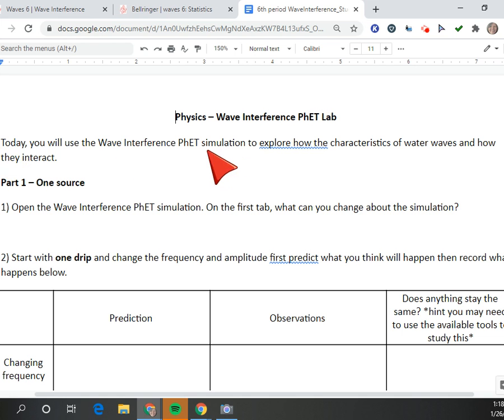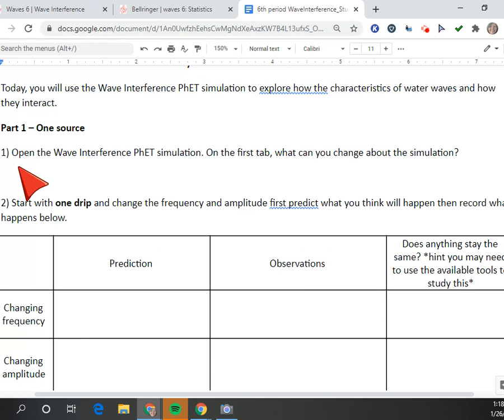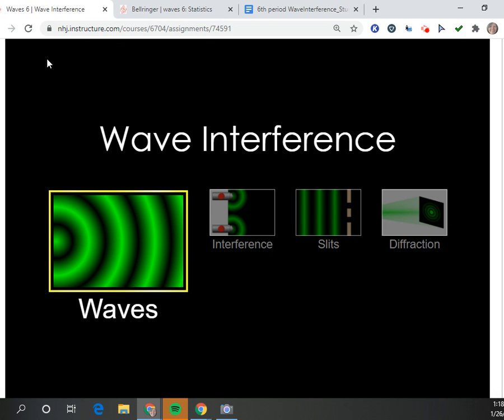Today, you'll use the wave interference PhET simulation and explore the characteristics of water waves and how they interact. All right. So open the wave interference PhET simulation. We already have that embedded in our lesson. So if you're on wave 6, wave interference, it's embedded in the lesson for you there.